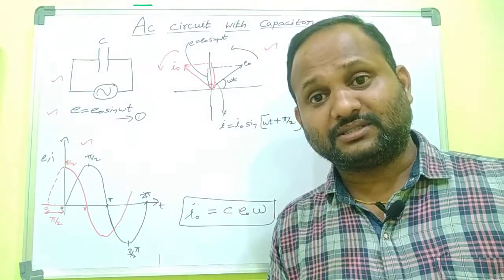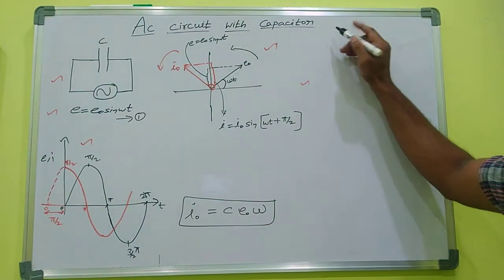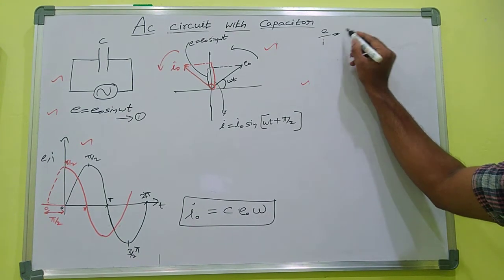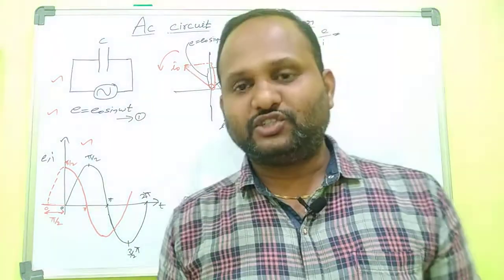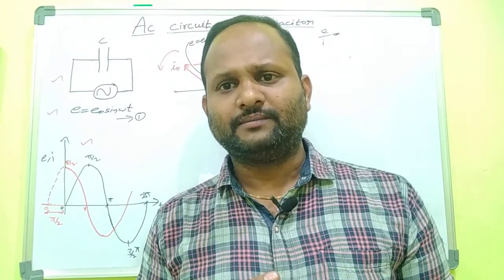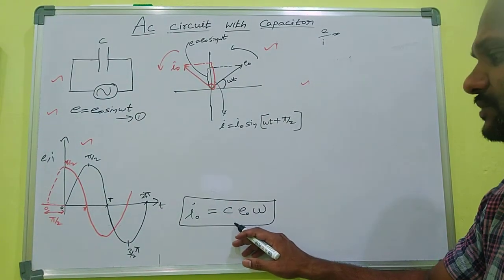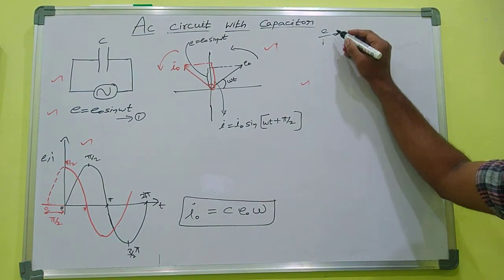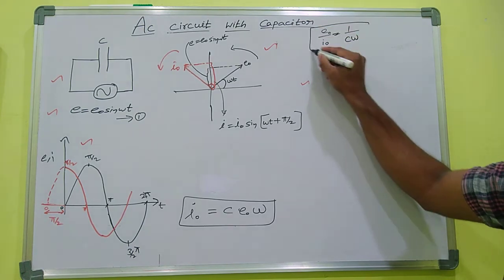What is the opposition? Is it resistance? No. We can find the opposition as we know E by I is equal to R, the general way of measuring opposition, from Ohm's law. Here, E naught by I naught, from this expression, is equal to 1 by C omega.